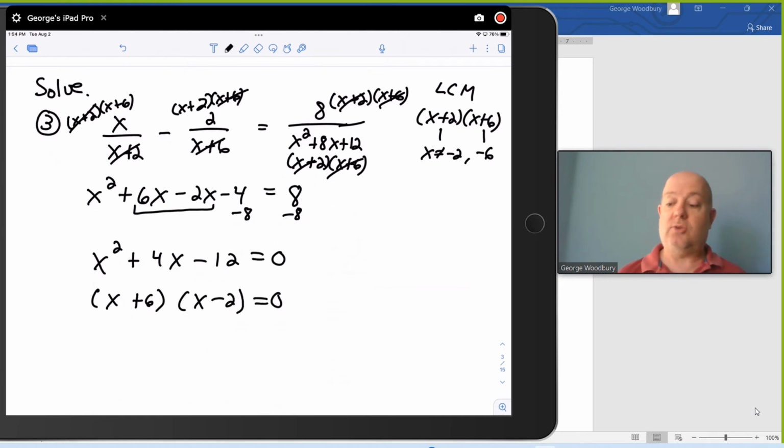And from there I get my two solutions. X equals negative 6 and x equals 2. And again, these are my potential solutions. I still have to check them.